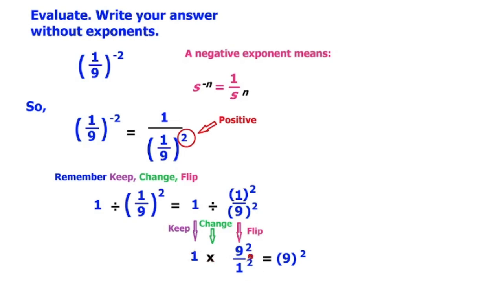And then 1 times anything is the anything. So we're just left with 9 to the power of 2. So when you calculate that out, it equals 81. And that's it. That's how simple it is. And this is a nice, easy graphic for you to look at and to remember.